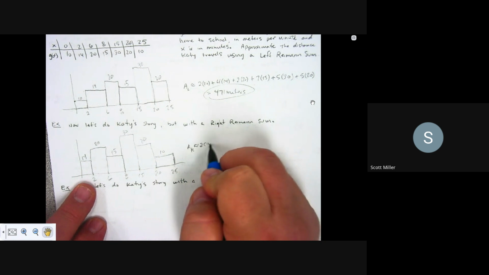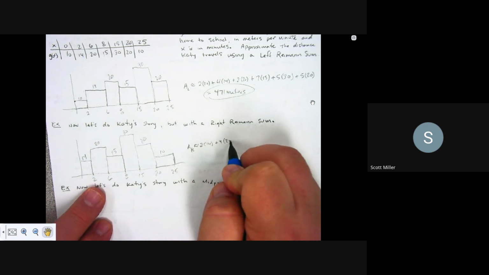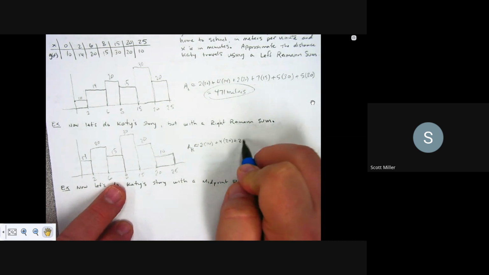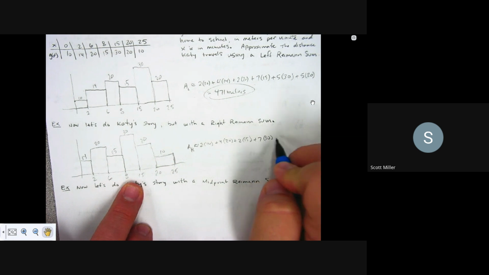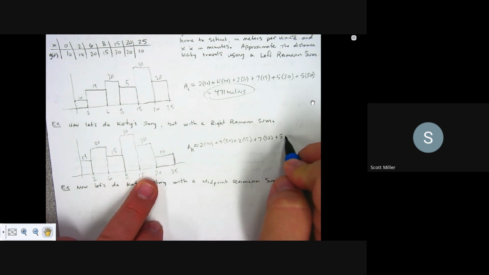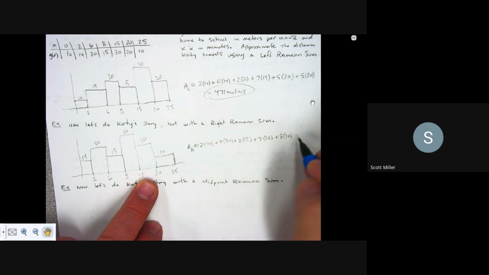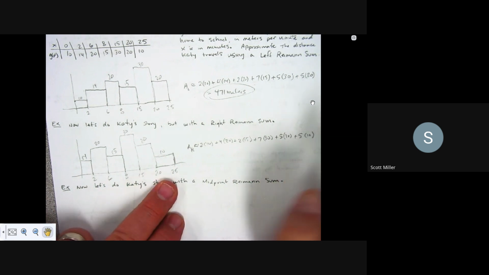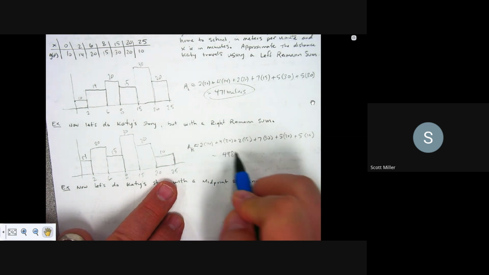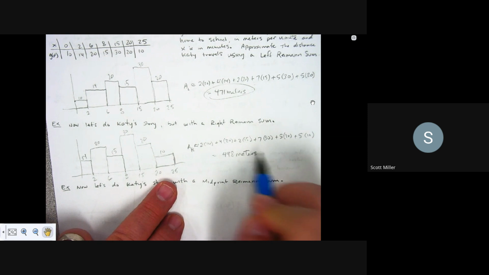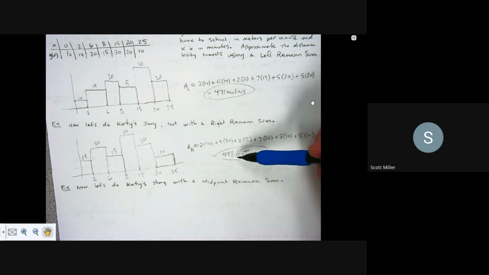So it's going to be 2 times 14, 4 times 20, 2 times 15, 7 times 30, 5 times 20, and then 5 times 10. You can plug all that in and get an approximation for this one of 498. So the two different approximations, if you did a midpoint, guess where it would be? It'd be between these two values: 471 and 498.